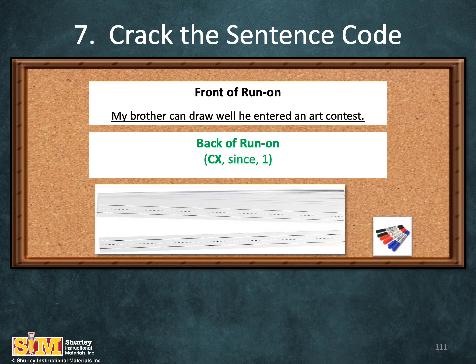Here's another example of a run-on sentence given with the hidden code behind it. This group took the run-on, my brother can draw well, he entered an art contest. They wrote a complex sentence by adding the subordinate conjunction since to the first clause to make it dependent.